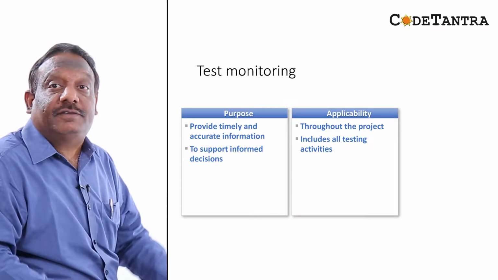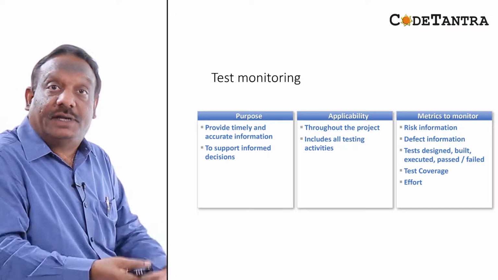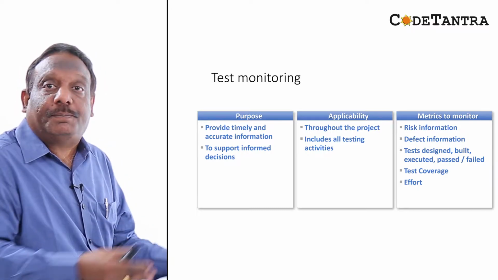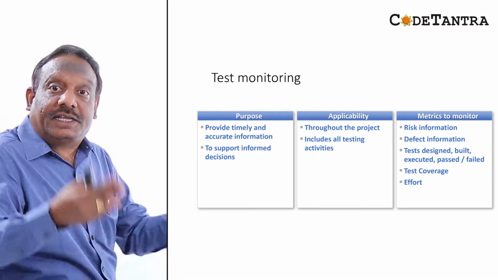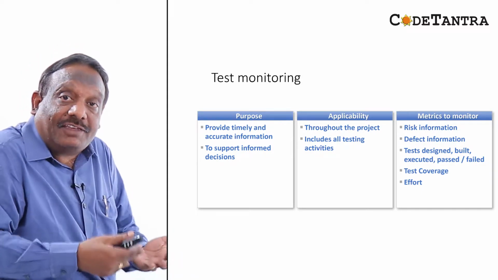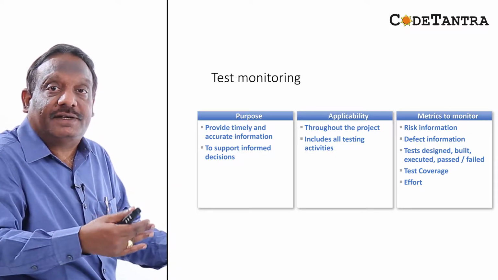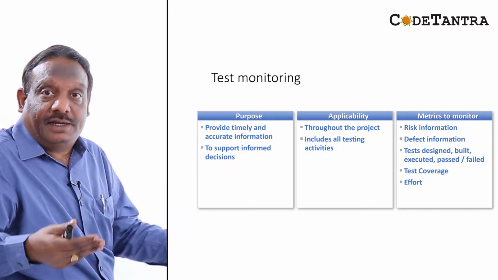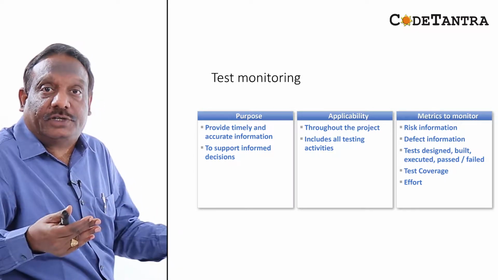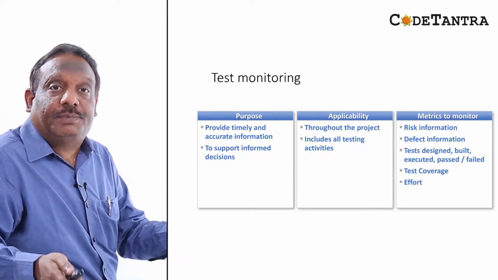So the third point is metrics to monitor. Typical metrics to monitor are risk information, defect information, tests designed, built, executed, passed, failed, and then test coverage, test effort. These are all metrics to monitor various aspects of your testing project. In the previous example, we talked about completeness and consistency. If quality has to be monitored, then you will use a different set of metrics. If you want to monitor the progress of the project, then you will use a different set of metrics. So keep that in mind.